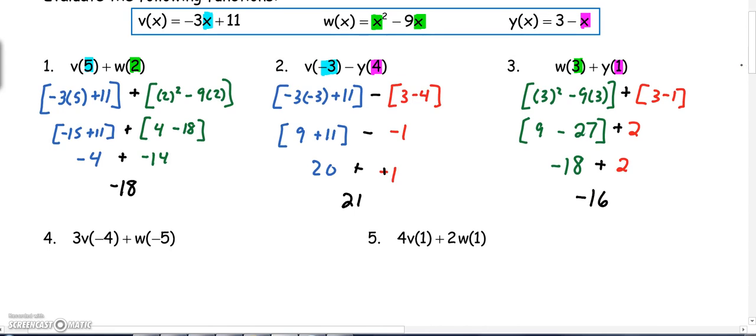Number 4, 3v of negative 4 plus w of negative 5. So what I'm going to do in the v equation is substitute negative 4 for x, but I need to keep that 3 out front. So I'm going to put out front of the parenthesis a 3, and then in my bracket negative 3 times negative 4 plus 11.